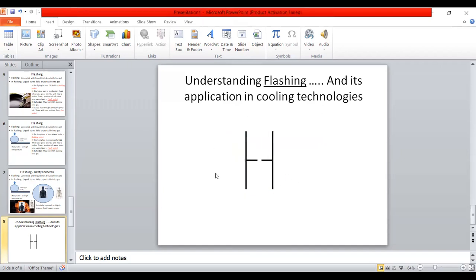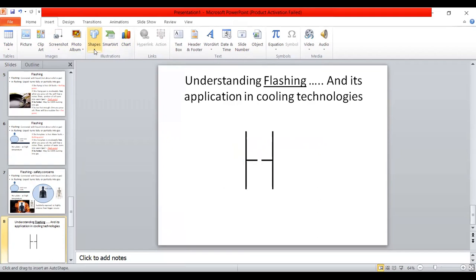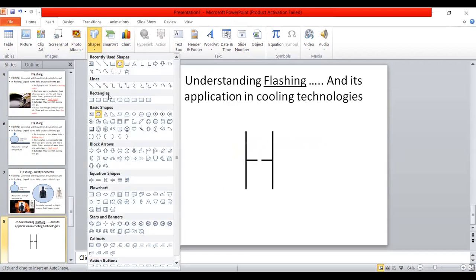This is something like a letter H with a gap here. But actually this is a pipe. Okay, this is a pipe. It's a piece of pipe.